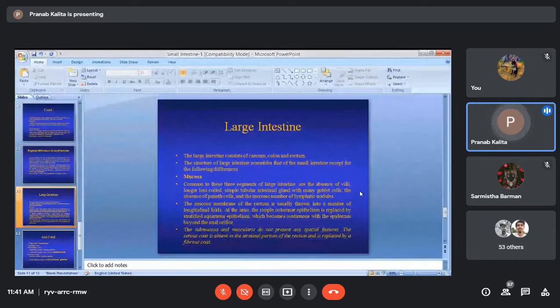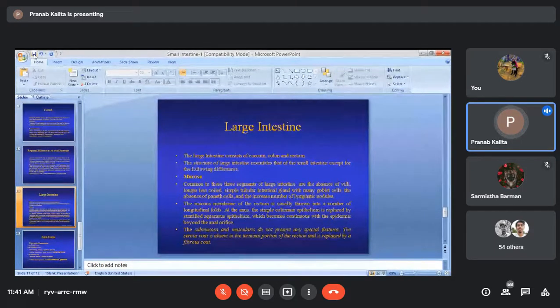Then comes the large intestine. The large intestine consists of three segments: the cecum, colon, and rectum. The structure of the large intestine and the small intestine is almost similar. Only there are little differences.